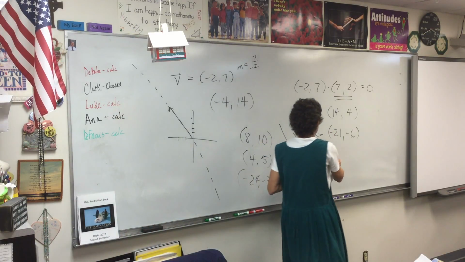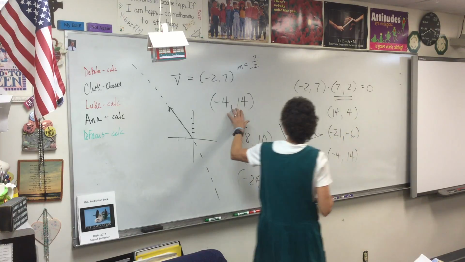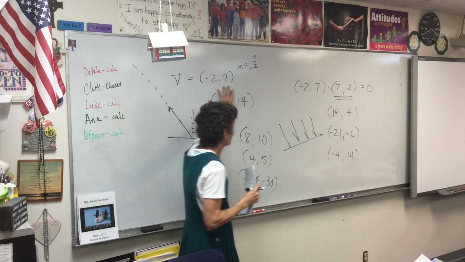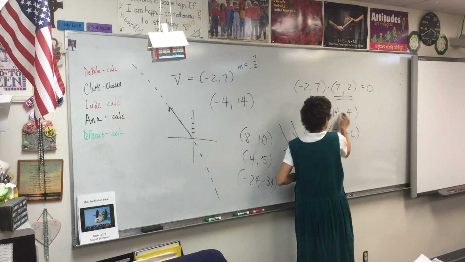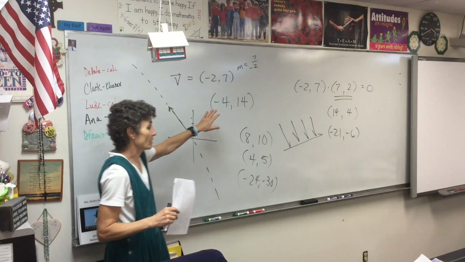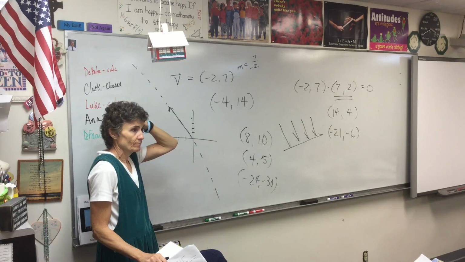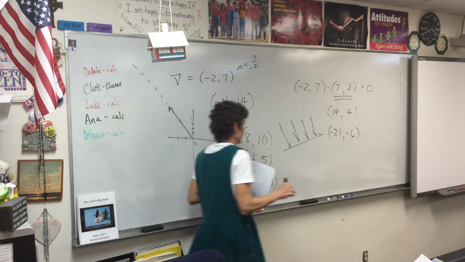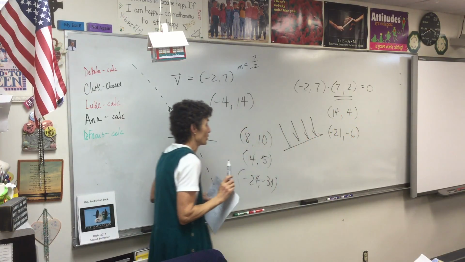Negative 4, 14. No, this is a parallel vector. That was the parallel question. These are perpendicular answers, some of them. This was a parallel vector. Remember, to be parallel, you just do a multiple. So here we just times by 2. To be orthogonal, you need the dot product to be 0, or you need a negative reciprocal slope.